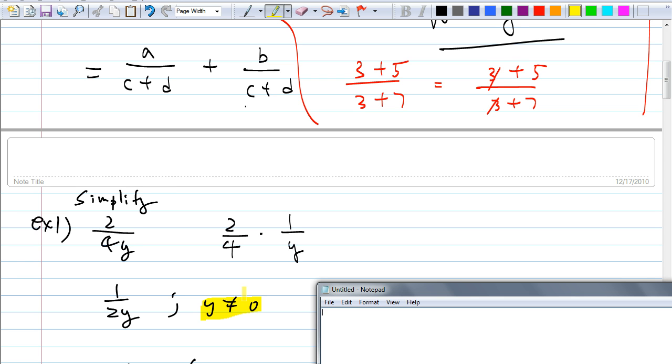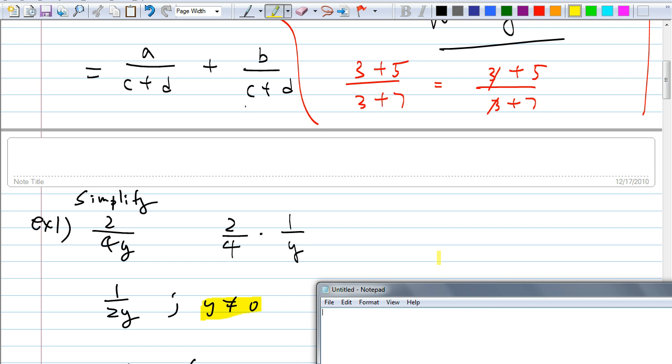You're only telling me one part of it, right? It's not always equal to 1 over 2y. There's one exception. When y is 0, it will not be. So you have to tell the readers that the expression 2 over 4y will be 1 over 2y only if y doesn't equal 0. Okay, let's look at example 2. By the way, any question? We good?